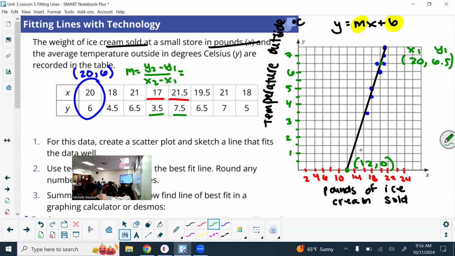The other one, x2, y2. And then you're going to plug it in and solve it using this slope formula. Are you all with me? Taking notes on it?